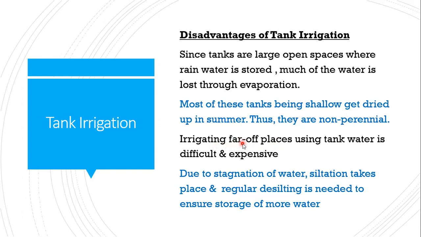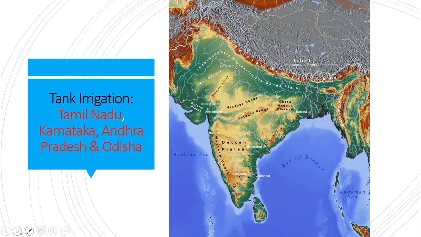Irrigating far off places: imagine the tank is in one place and your agricultural land is in another place. So it becomes difficult and expensive to transfer that water. And due to stagnation of water, siltation takes place and regular desilting is needed to ensure the storage of more water.